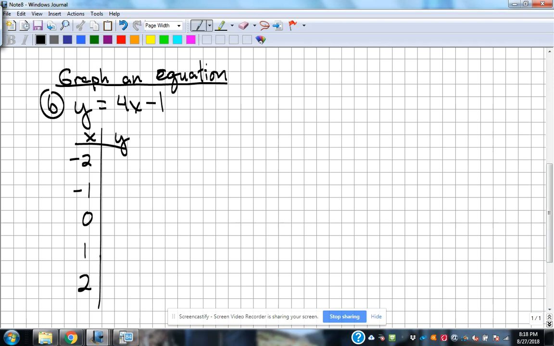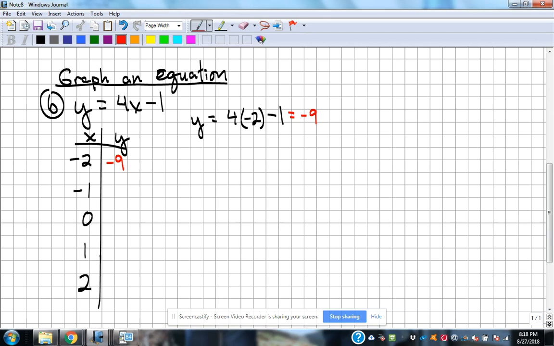What I'm going to do is plug them in for x in that problem. 4 times negative 2 minus 1. And then I'm going to do order of operations to work it out. 4 times negative 2, that's multiplication. That happens before subtraction. So I'm just going to multiply 4 times negative 2. That'd be negative 8, right? Negative 8 minus 1. That's negative 9. So I get negative 9 that goes right there in that table. What that creates is an ordered pair. Negative 2, negative 9.